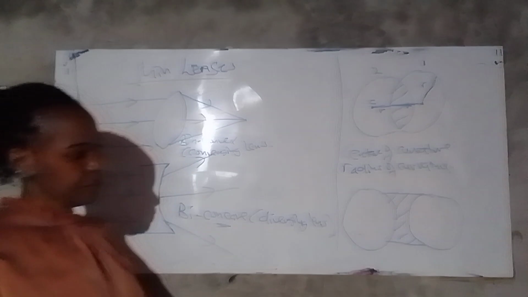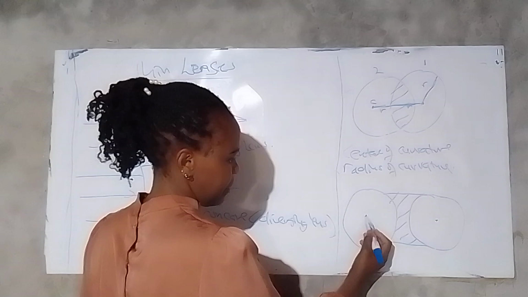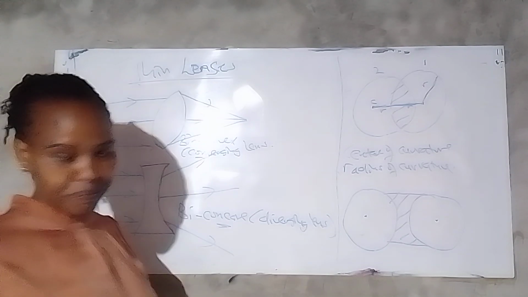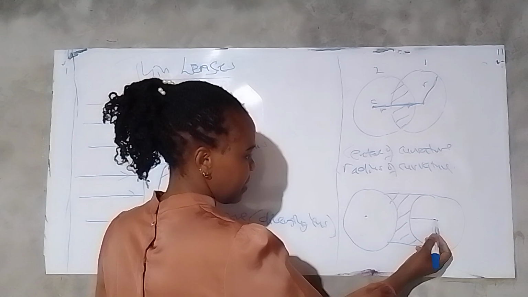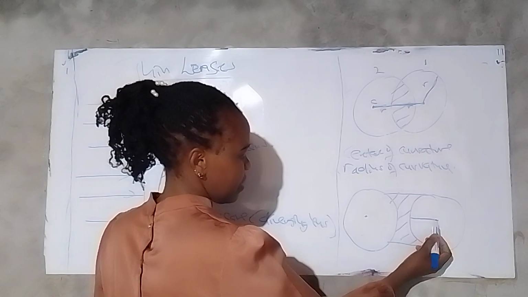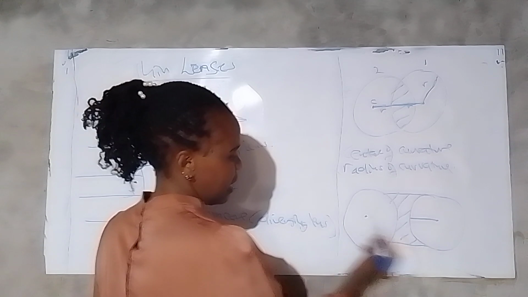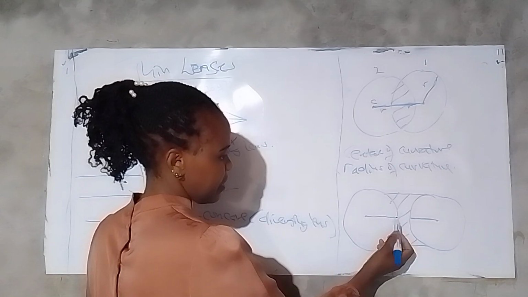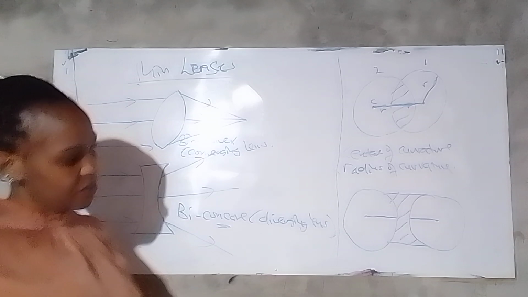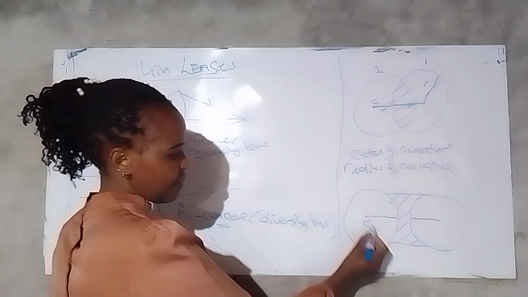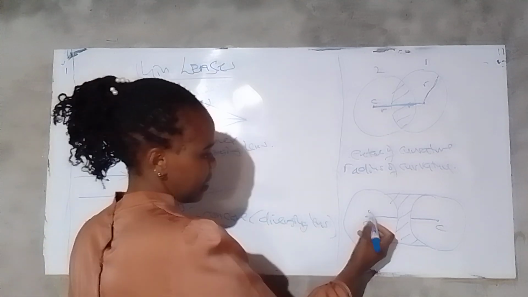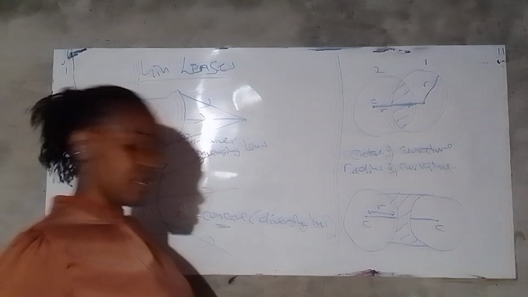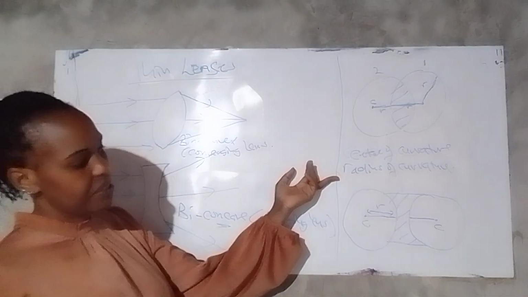So that's our lens. There is a center of that sphere. Only that this time, the distance from the center to the part of the lens, and from the center to that part of the lens, that's the distance. So this is still the center of curvature. And that distance there is the radius. So it's the radius of curvature.